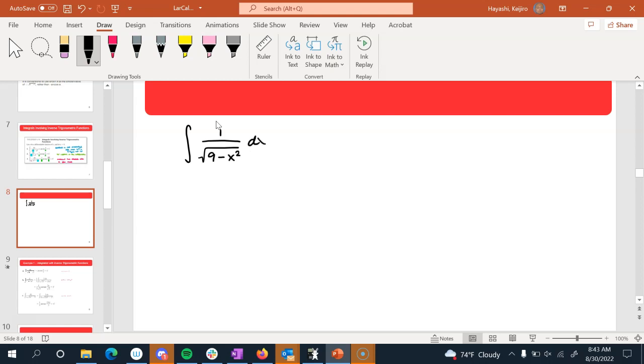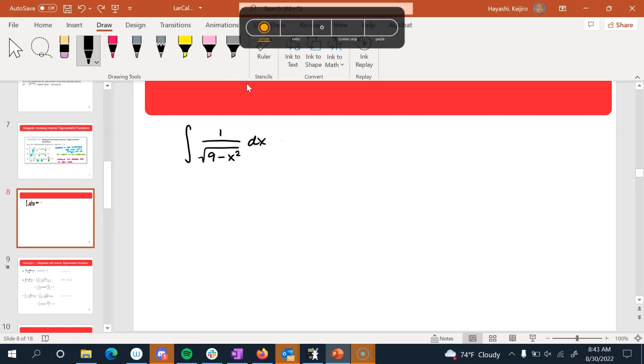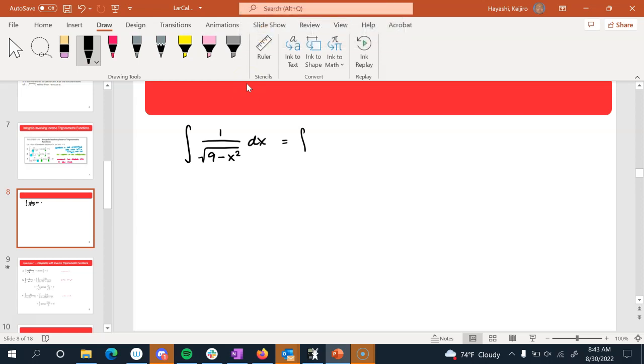All right, let's try to make that into a 1. The way that we're going to do that is, and again, you don't have to write this down, we're going to factor out a 9 from inside this square root. Because if you factor out a 9, that 9 is going to become a 1.